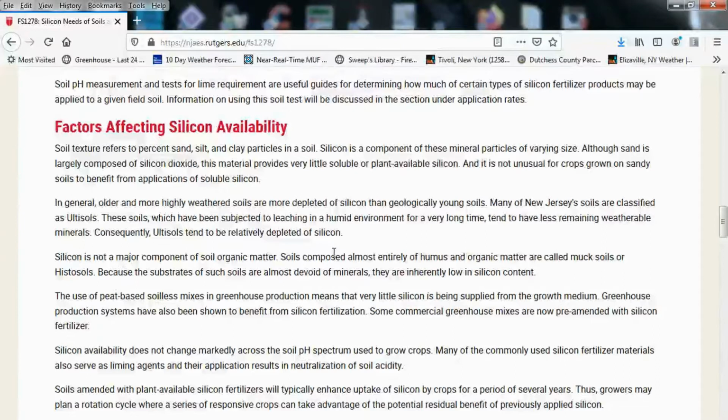In general, older and more highly weathered soils are more depleted of silicon than geologically young soils. Many New Jersey soils are classified as ultisols. These soils, which have been subjected to leaching in a humid environment for a very long time, tend to have fewer remaining weatherable minerals. Consequently, ultisols tend to be relatively depleted of silicon. Silicon is not a major component of soil organic matter. Soils composed almost entirely of humus and organic matter are called muck soils or histosols. Because the substrates of such soils are almost devoid of minerals, they are inherently low in silicon content.